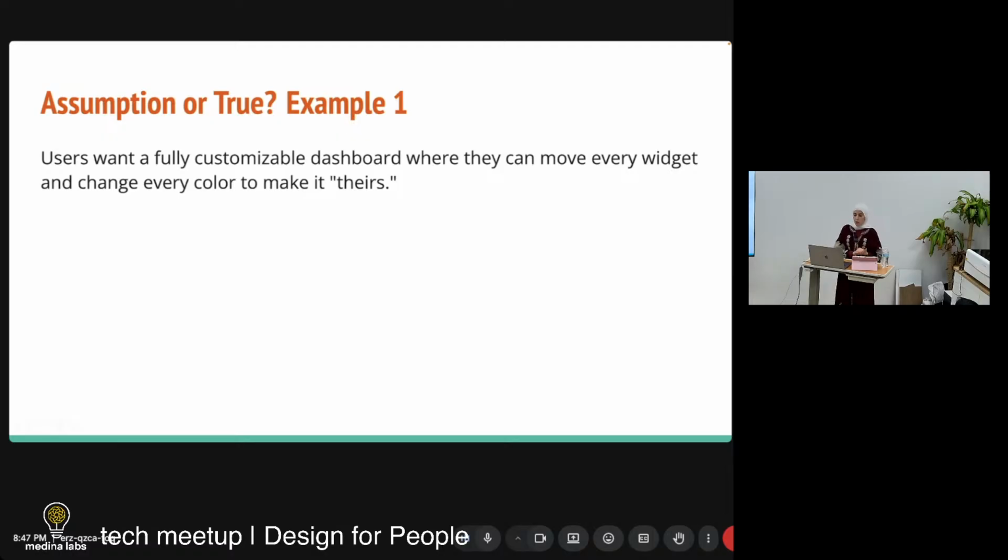Okay, so I'm going to read a statement and I want to see if you agree or disagree with it. Users want a fully customizable dashboard where they can move every widget and change every color to make it theirs. What do you think? Sounds like an assumption. Okay. Anyone else? Too much work for the user.